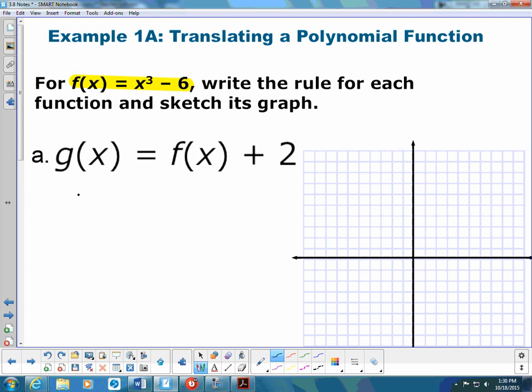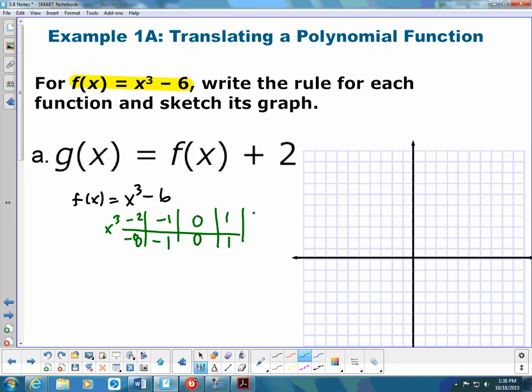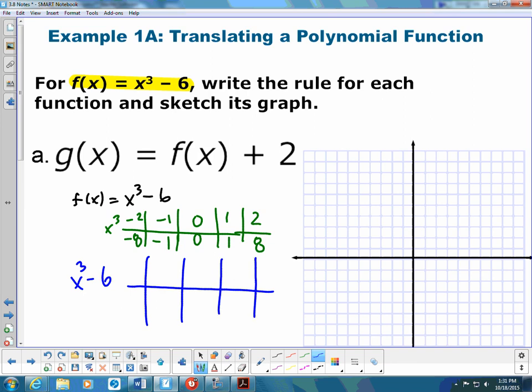We know that f of x equaling x cubed minus 6 is related to the parent function for x cubed, which we know has the ordered pairs of -2, -8, -1, -1, 0, 0, 1, 1, and 2, 8. So that would just be on the x cubed, which means if I wanted to graph x cubed minus 6, I have shifted all of those down 6 units. So all of my y's will be less by 6. My x's will stay the same. I probably should label these x and y's here.